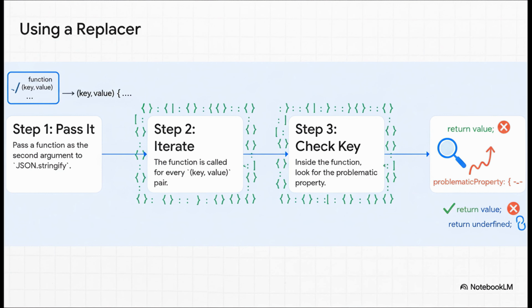It's basically 4 steps. First, you just pass your function in as that second argument. Then stringify is going to call your function for every single key value pair in the object. Step 3, inside your function, you just write an if statement to look for the problematic key, the one causing the circular reference. And finally, when you find that key, you just return undefined. That tells stringify to just skip it. For everything else, you just return the value as is.